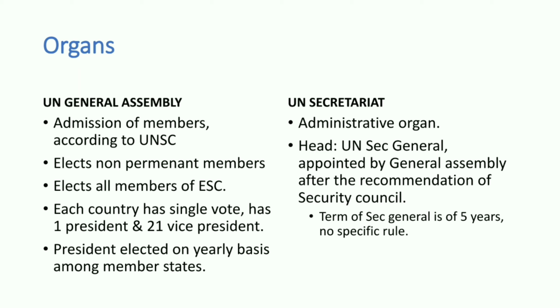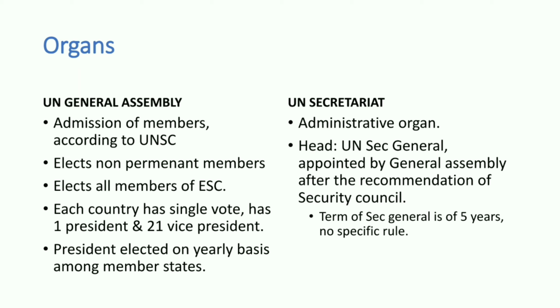These jobs are carried out by the United Nations General Assembly. It elects the non-permanent members, and also it elects all the members of the Economic and Social Council, because in the Economic and Social Council there are a total of 54 members, and these 54 members are elected by the General Assembly. As I had mentioned, in the United Nations Security Council there are permanent members and non-permanent members. These non-permanent members are elected by the General Assembly with the consent of the Security Council. Then coming to voting in the General Assembly, there is one vote for every single member. Then coming to the president, there is only one president and 21 vice presidents in the General Assembly.